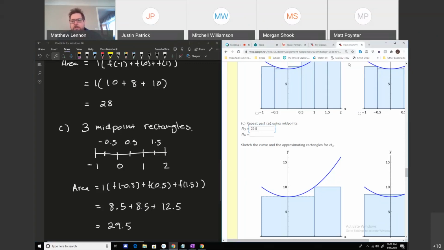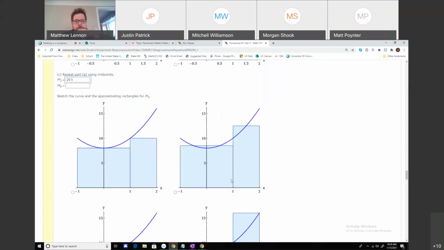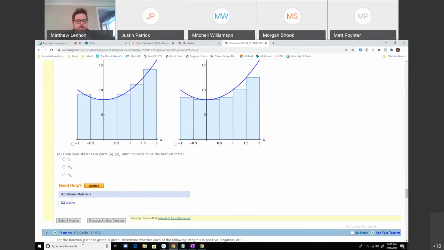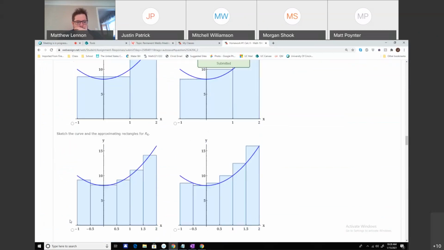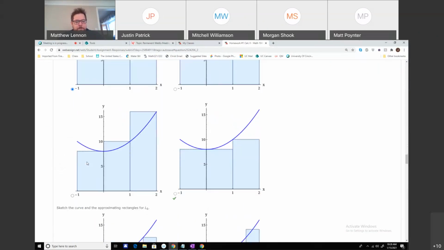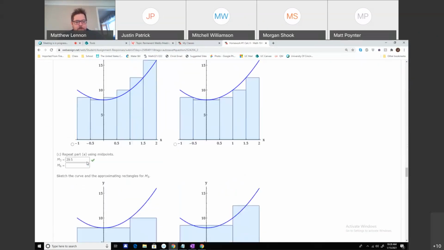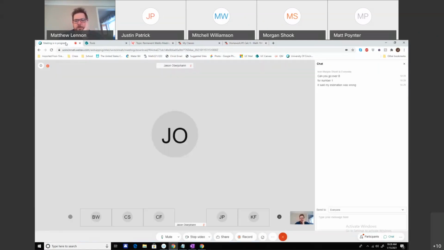I guess we also want to select the picture. It should be hitting the middle of each rectangle, so it looks like the second choice here. Let's go ahead and check this. So it looks like we got B right, and we also got C right. So both are correct so far. Let me stop and ask if there's any questions from anyone.